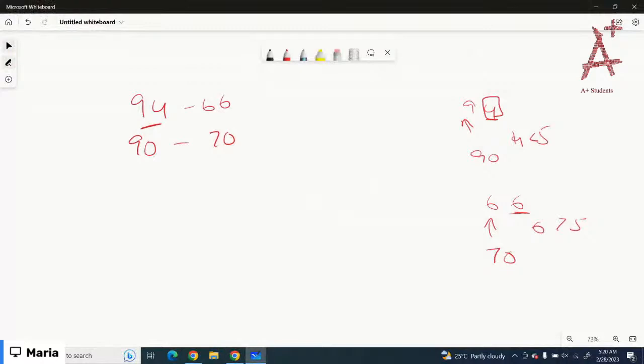So 90 minus 70 is, yes, it would be 20. So the estimated answer is 20. Got it?